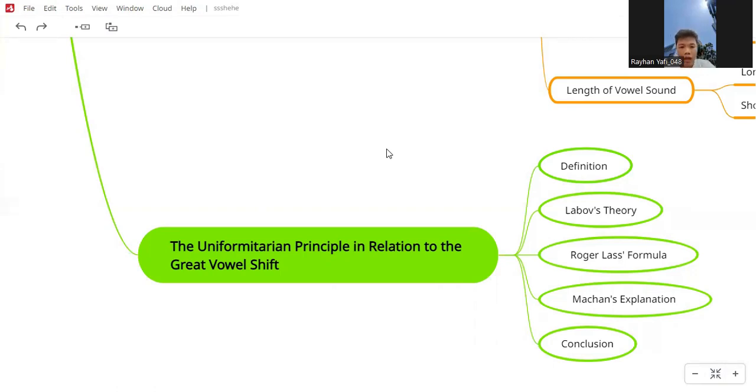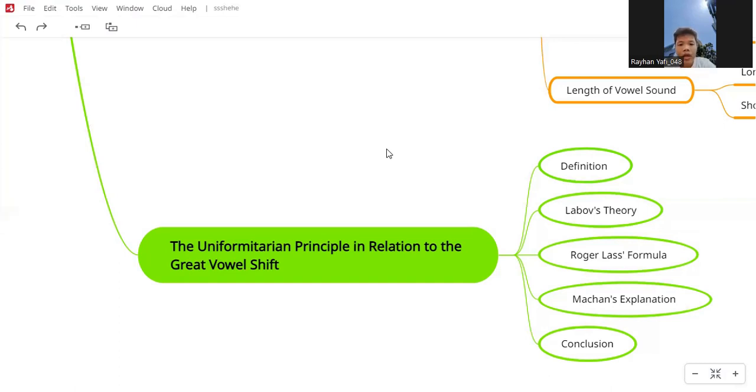Okay, so Roger Lass had a formula that the most general form of the principle is this: no given sequence of events, constellation of properties, or general law that cannot for some good reason be the case in the present was ever true in the past.